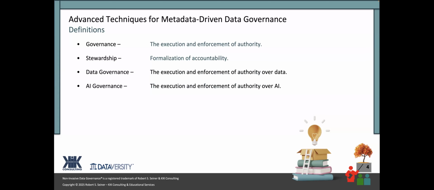If we extend those into data, it's the execution and enforcement of authority over data. People are talking about AI and AI governance. I mean, it's in every conversation. So if you want a quick definition for what AI governance is, it's going to be the execution and enforcement of authority over AI. Now, you need to define what you mean by authority within your organization, but doing the right things, making certain that people trust the data and have confidence in the data are some of those things.